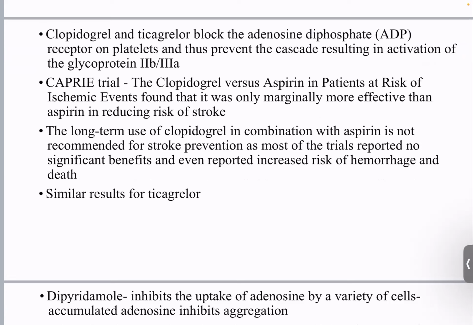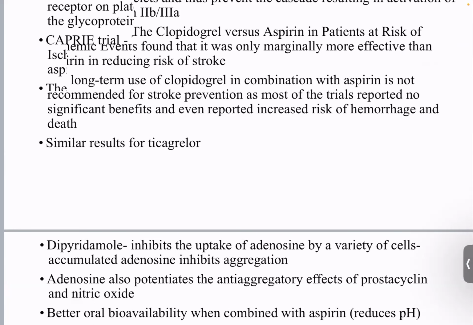We have the CAPRIE trial, that is clopidogrel versus aspirin in patients at risk of ischemic events, which found that clopidogrel is only marginally more effective than aspirin in reducing stroke. Long-term use of clopidogrel combined with aspirin for stroke prevention is reported to have increased risk of hemorrhage and death with no significant benefits. So hence it is not recommended. Similar results are obtained for ticagrelor also.